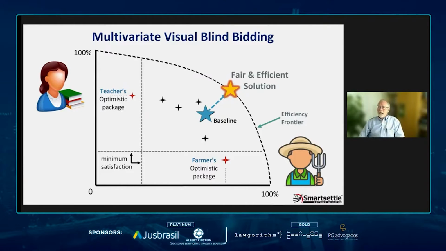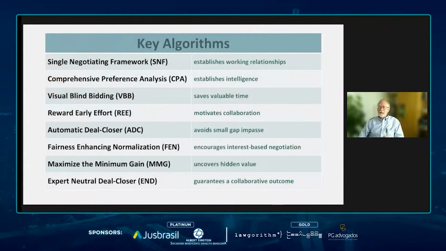Throughout the process, another algorithm called Reward Early Efforts works to discourage holding back. Increased settlement rates save time and money in all types of negotiations and promote access to justice. Three decades of R&D have resulted in the eight algorithms listed here. You can learn more on the Smartsettle website.